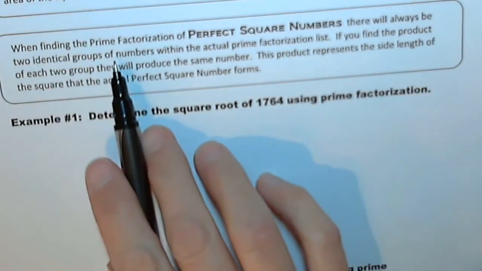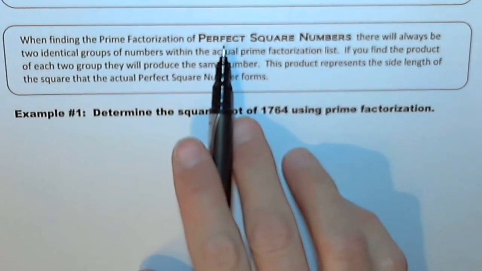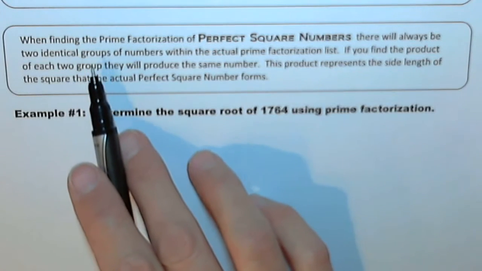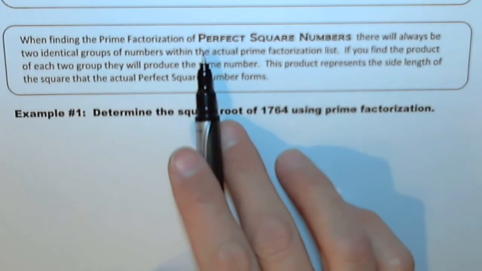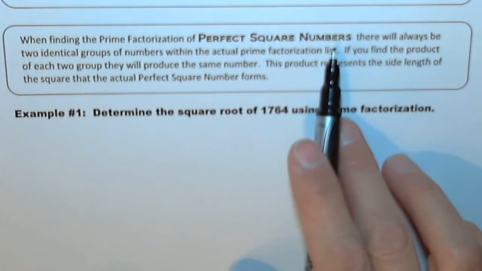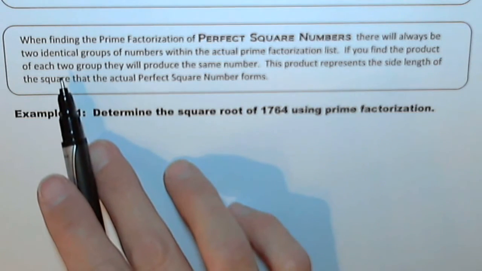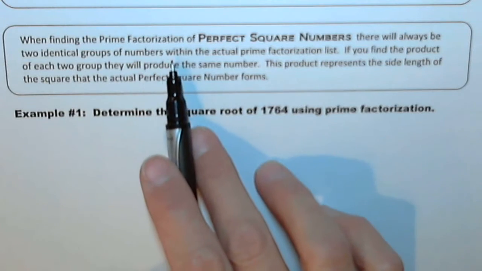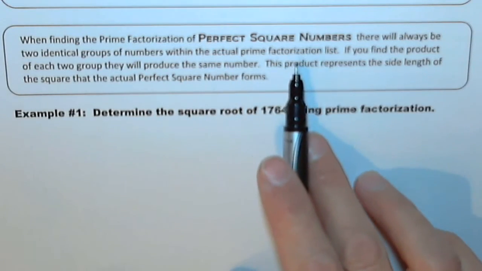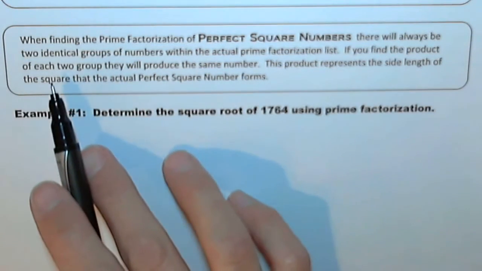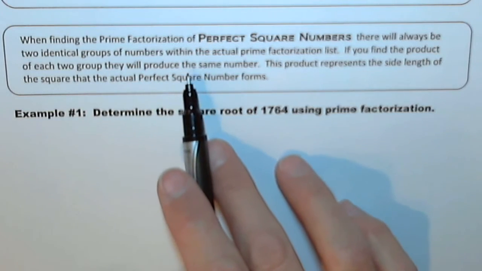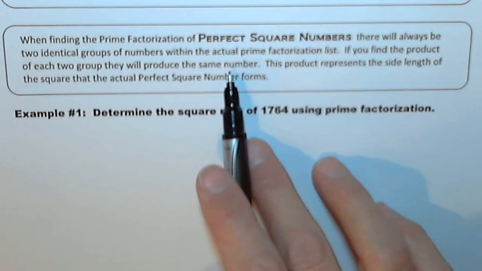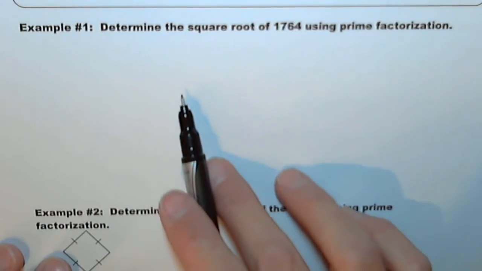When finding the prime factorization of perfect square numbers, there will always be two identical groups of numbers within the prime factorization list. If you find the product of each group, they will produce the same number. This product represents the side length of the square that the perfect square number forms. So let's do a couple of examples here.